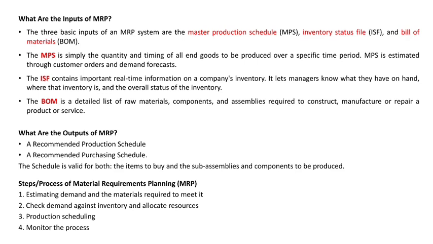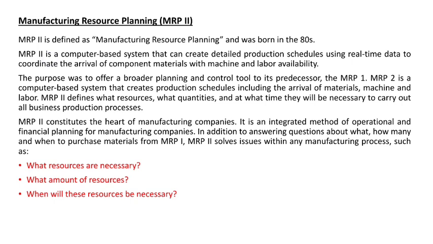The steps or process of MRP: first one, estimating the demand and the materials required to meet it. Check the demand against the inventory and allocate the resource. Production scheduling and monitoring the process.